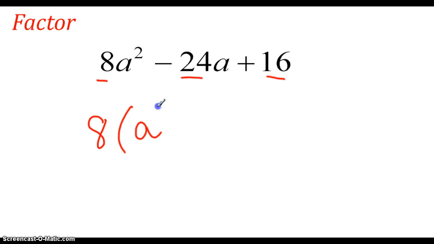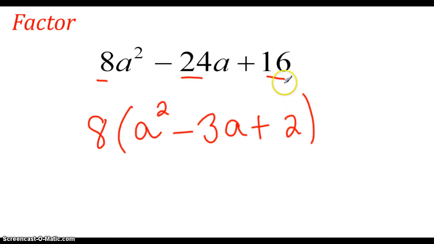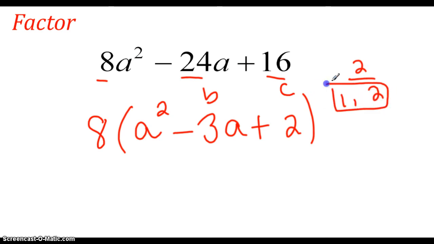I then write my trinomial, a squared, because 8 times 1 gives me 8, minus 8 times what gives me 24. And then 8 times what gives me 16, and make sure to watch your signs. So again, I have a trinomial. In front of the a is 1, which just means I'm taking factors of c and seeing if they can add to b. So my factors of c are 2, so it's a 1 and a 2 again. That's it. But this time, I need these to come out to be a negative 3.